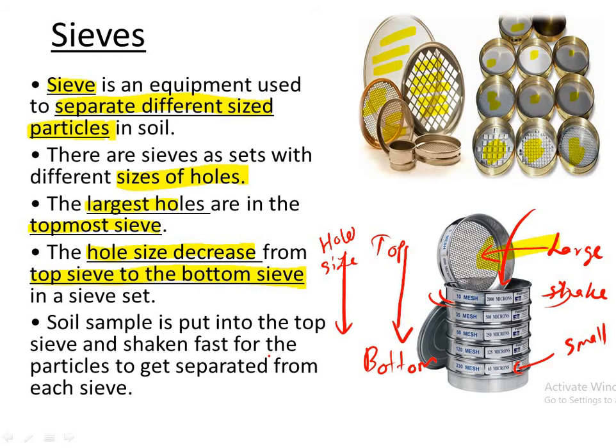Remember, they could ask, name an equipment used to separate particles in soil. In that case, the answer is a sieve. Or they could ask, what is a sieve? Or what is the purpose of a sieve? Both have the same answer: it is an equipment used to separate different sized soil particles, or different sized particles in soil. Okay, so that's that.